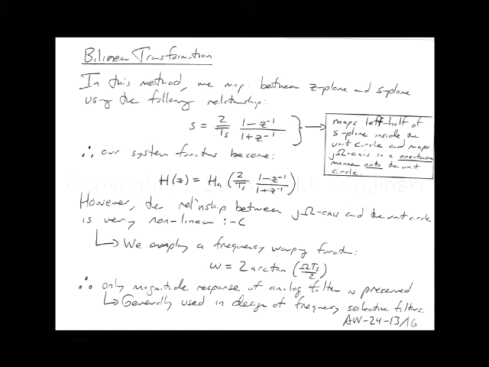So bilinear, totally cool. So this equation here, S is equal to 2 over TS, times 1 minus Z to the minus 1 over 1 plus Z to the minus 1. This guy's at the core of the bilinear transformation. So put a big box around it, put stars next to it. That's what I normally do. No, seriously, I do that. I put these like ugly big blobs. I call them stars. Everyone else calls it scribbling.